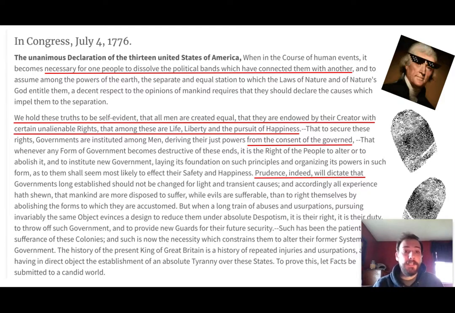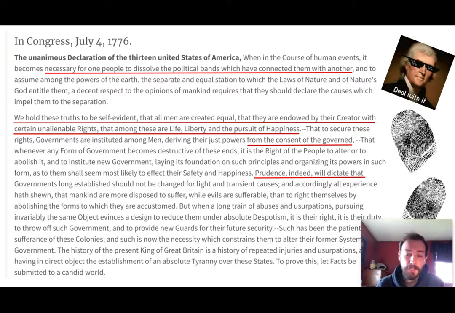First line there: necessary for one people to dissolve the political bands which have connected them with another. Jefferson is giving his reasoning for the Americans, the colonists, breaking off from the British. Then you have the classic line: we hold these truths to be self-evident, that all men are created equal, that they are endowed by their Creator with certain unalienable rights, that among these are life, liberty, and the pursuit of happiness.